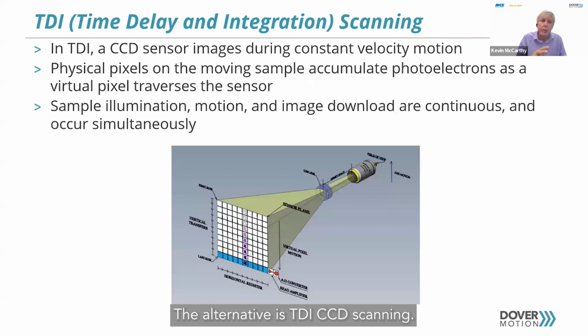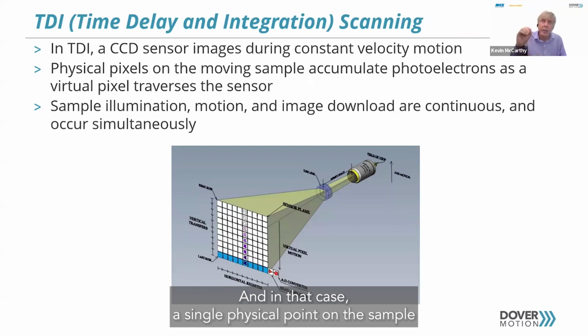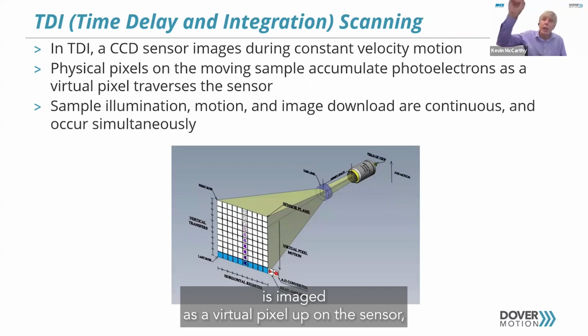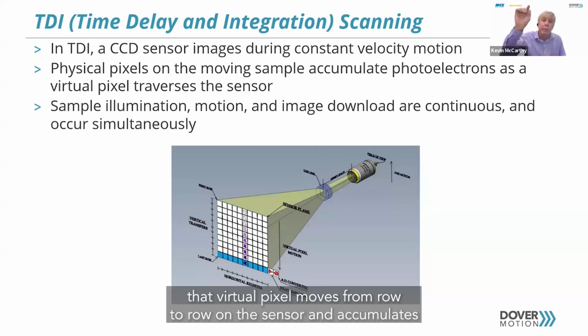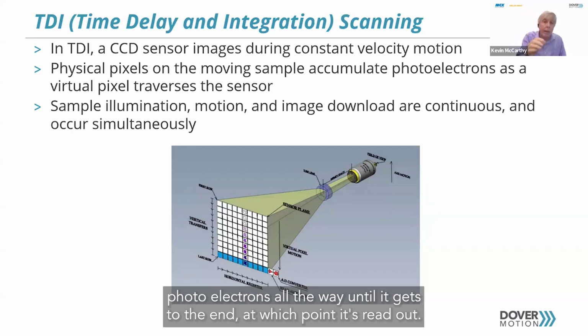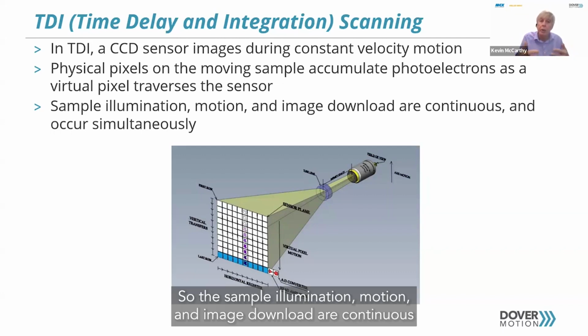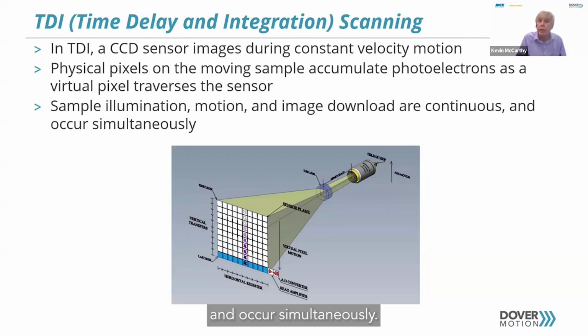The alternative is TDI CCD scanning. In that case, a single physical point on the sample is imaged as a virtual pixel up on the sensor. And as the sample moves at constant velocity, that virtual pixel moves from row to row on the sensor and accumulates photoelectrons all the way until it gets to the end, at which point it's read out. So the sample illumination, motion, and image download are continuous and occur simultaneously.